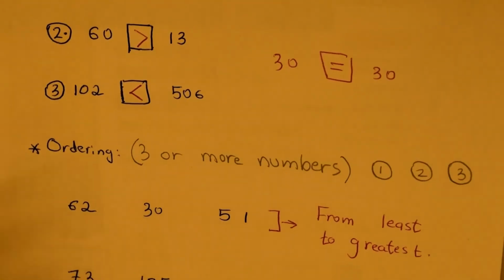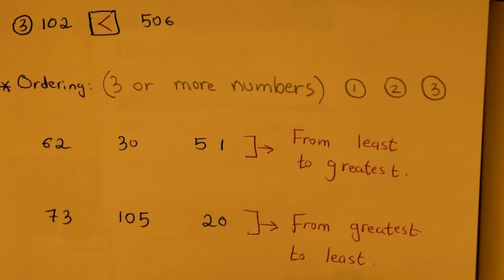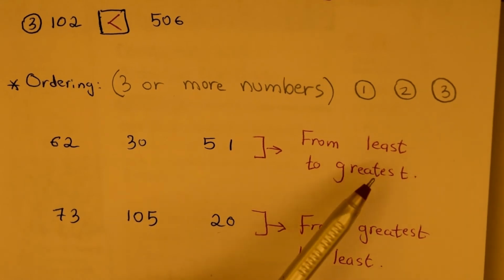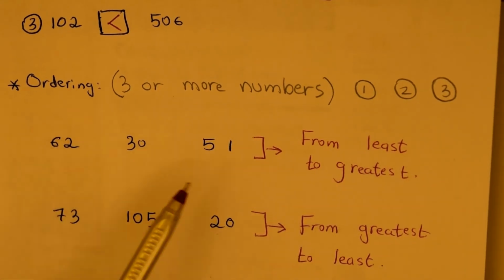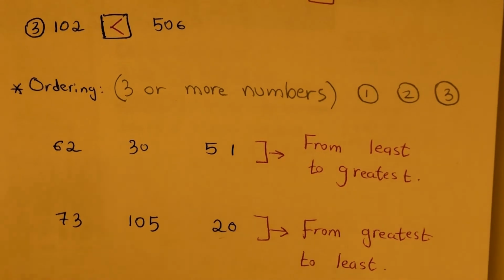Now for ordering, I will say which number is the first, second, and third. But I have to tell you, I want you to make the ordering from least to greatest or greatest to least. Least means the smallest number. So here I have three numbers. I will start from the least to greatest. So I'll see where is the smallest number.